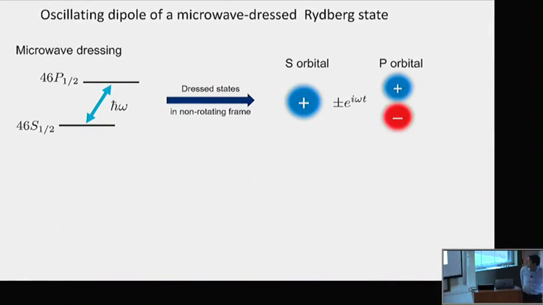So what are these oscillating dipole moments? If you now drive this transition S to P and you go to dressed states, but not in a rotating frame, what you have is an S orbital plus e to the i omega t P orbital. Sometimes you have the S orbital plus the P orbital, sometimes you have the S orbital minus the P orbital. Which means sometimes they add up above and subtract below, and sometimes in the opposite direction. So the electron is actually oscillating around the core, and what you get is such an oscillating dipole.